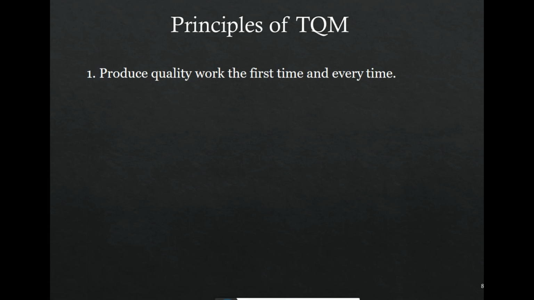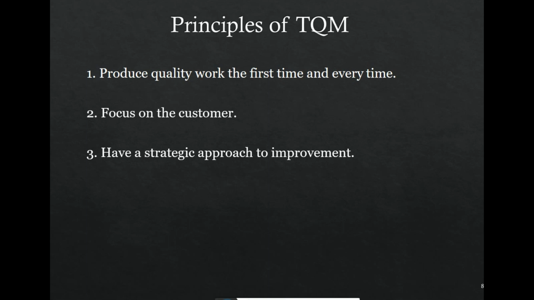The second principle of total quality management is that it focuses on the customer. There may be internal customers, there may be external customers. Have a strategic approach to improvement, a long-term approach to improvement, and improve continuously. Like they are using the PDCA cycle or Deming cycle. It's also called the Deming cycle. Plan, do, check and act. This is a cycle, it is never ending, but it is improving the process continuously.